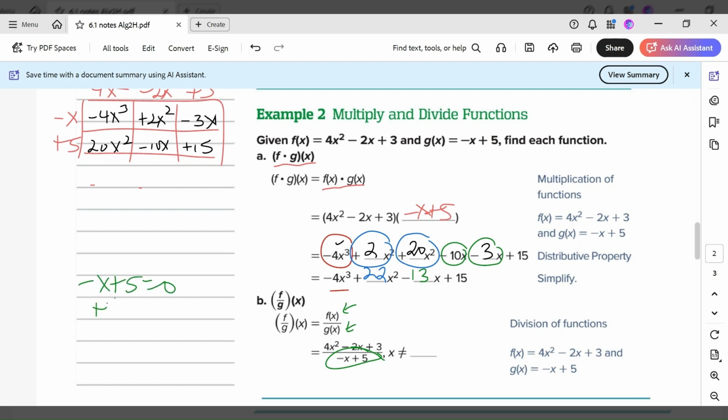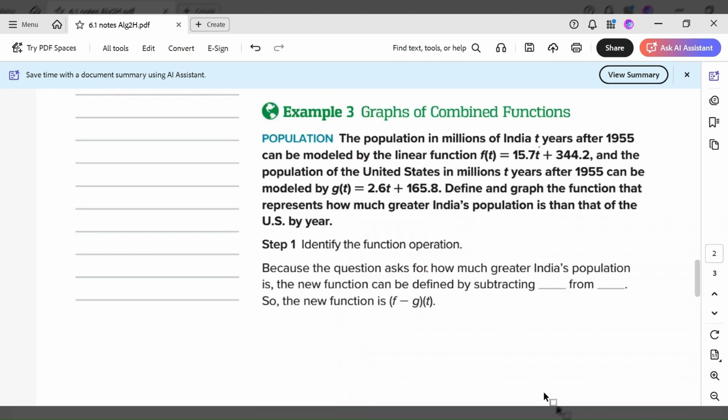I'm adding x over. So we get 5 is equivalent to x. So remember, your restrictions are all the values of x that the denominator cannot be. In this instance, that can be any number except 5.